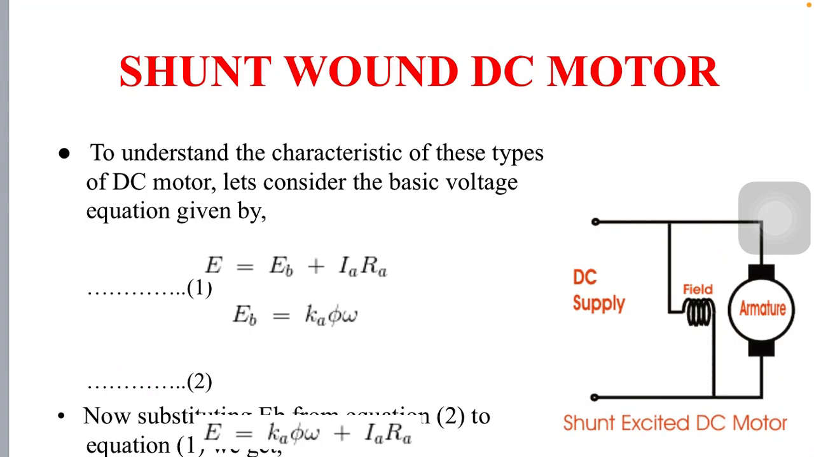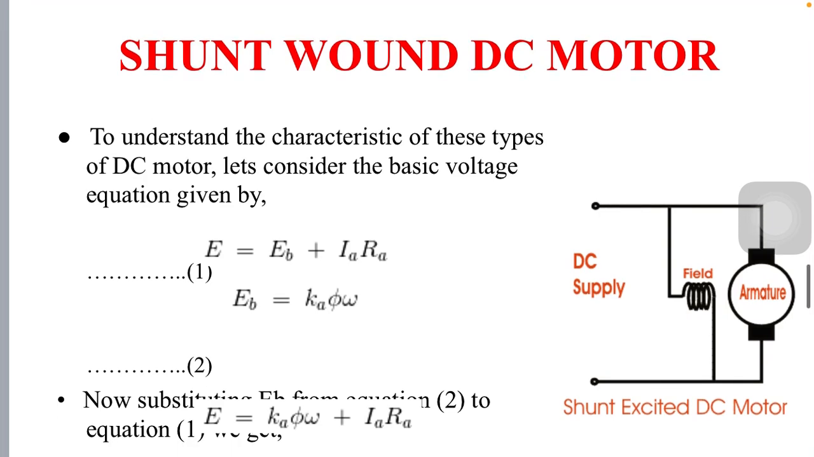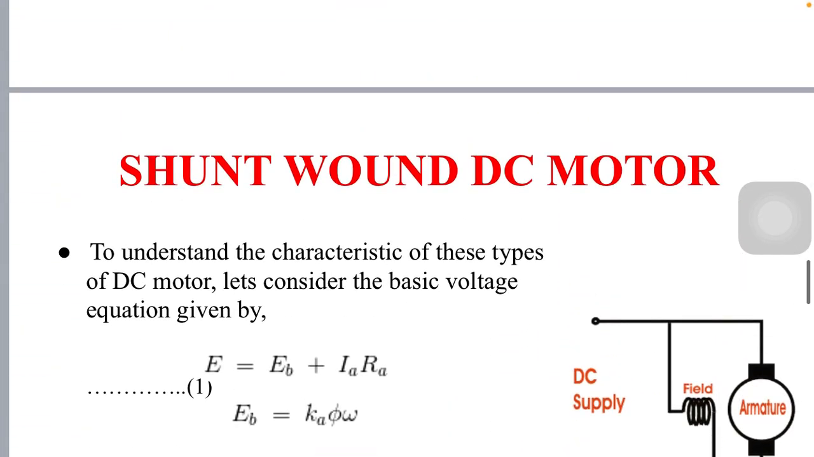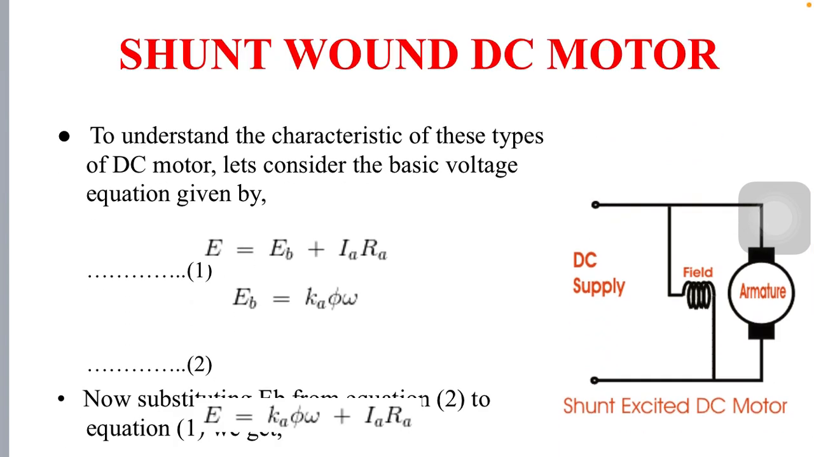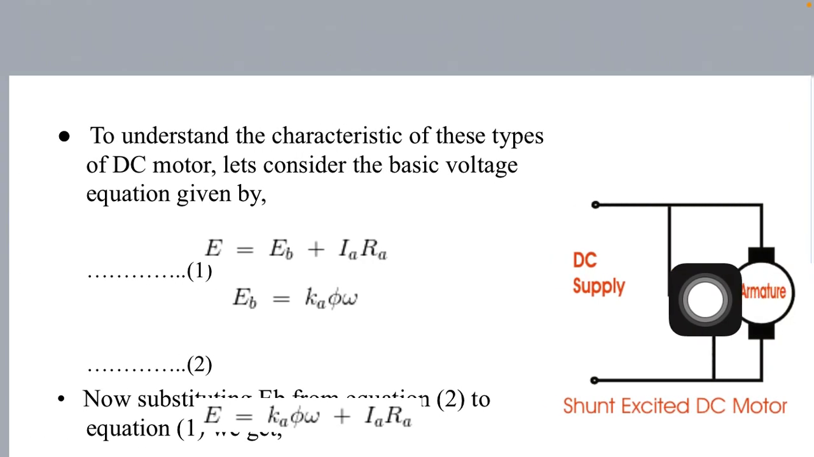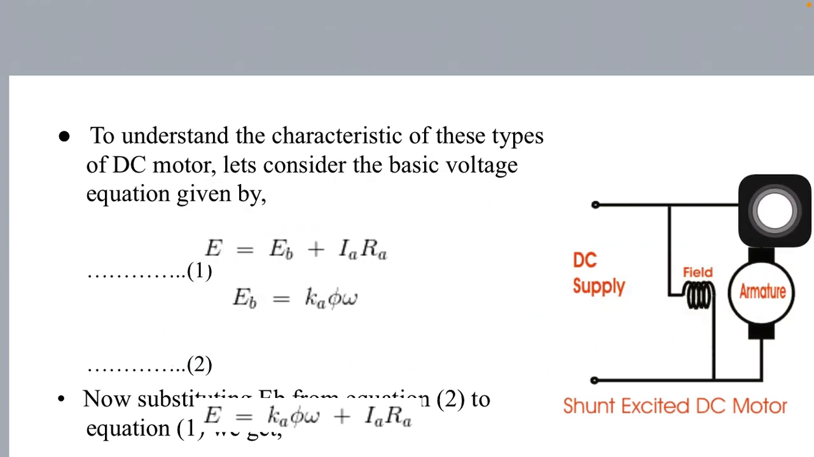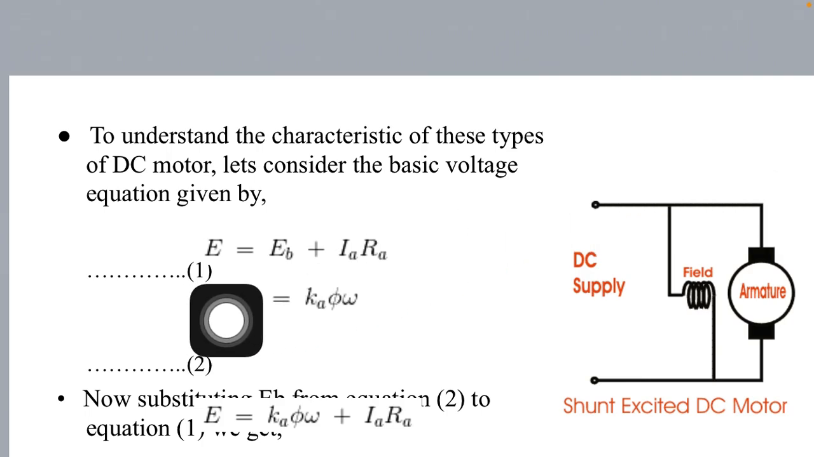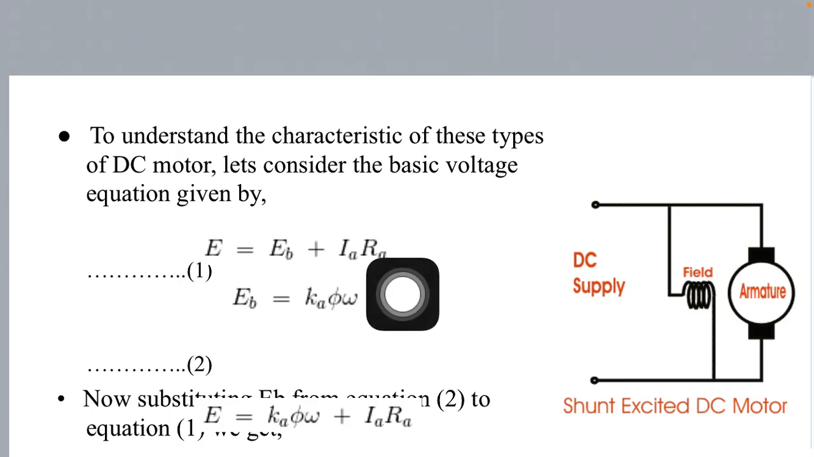Now we will see how the shunt motor equations change, and how the series motor equations change, step by step. Shunt wound DC motor: you can see there is a DC supply given to the field and armature. The current is divided into two, meaning it is a parallel connection. The current I flowing from the DC source is equal to IF plus IA. The main voltage equation of the DC motor is V equals EB plus IA RA. That is equation number 1.